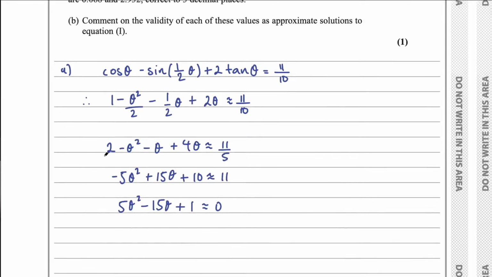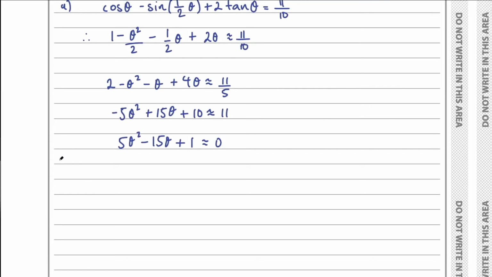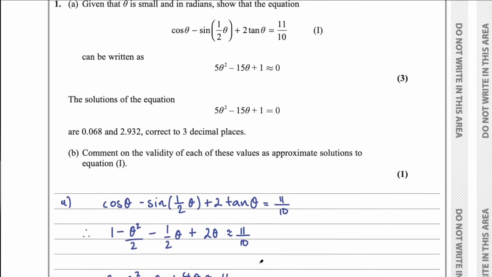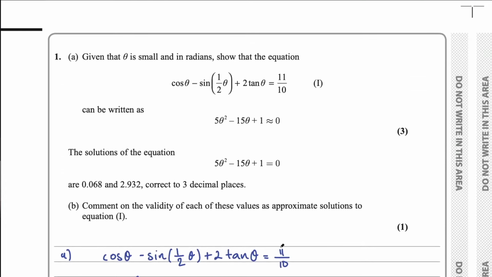So let's go ahead and see if we can summarize that in a couple of sentences for part B. So I've said here 0.068 is more appropriate as it is a small angle, while 2.932 is not small, so not valid for small angle approximation. You want to be really clear when you're giving these worded answers and not take anything for granted. So in other words, you can't be too obvious in your answers. Okay, so that was question 1 for 4 marks.